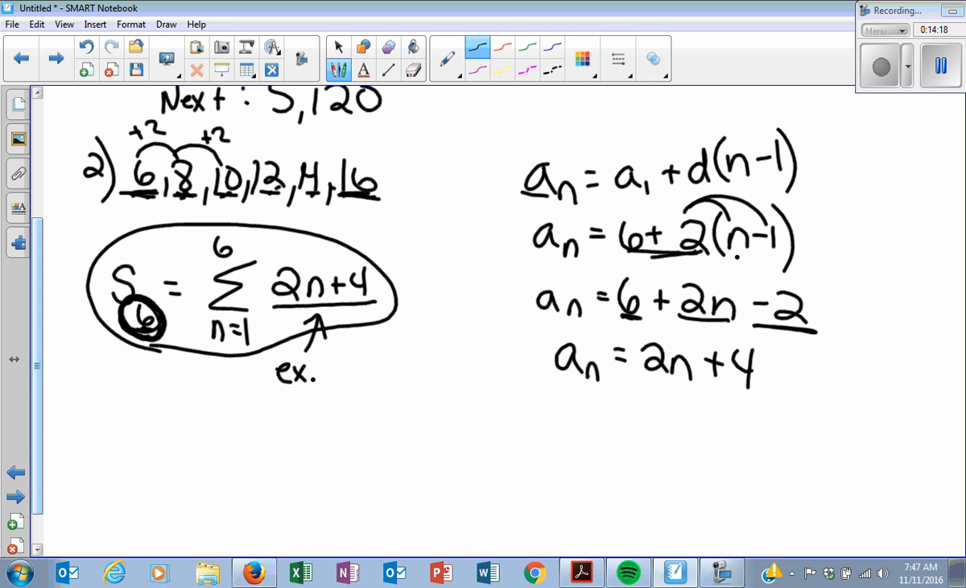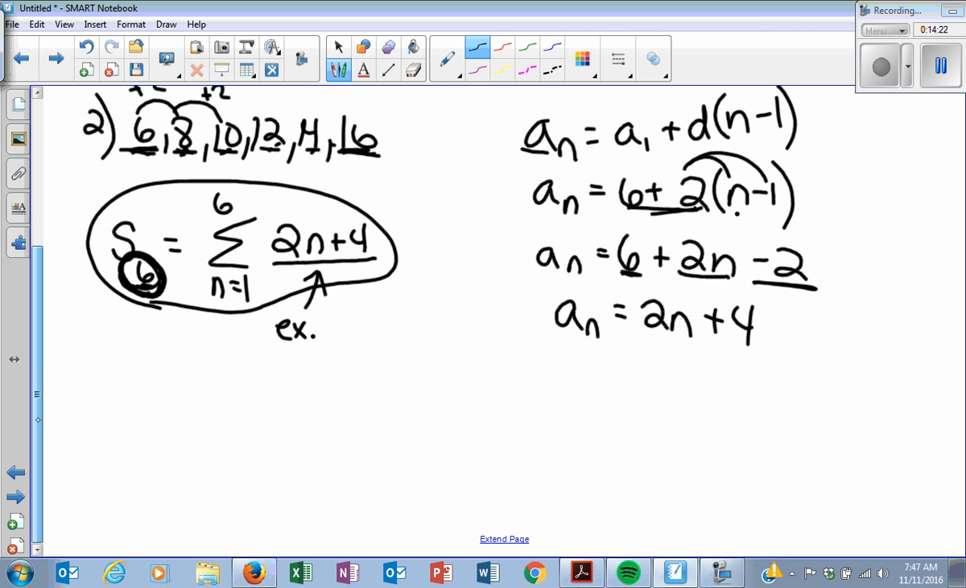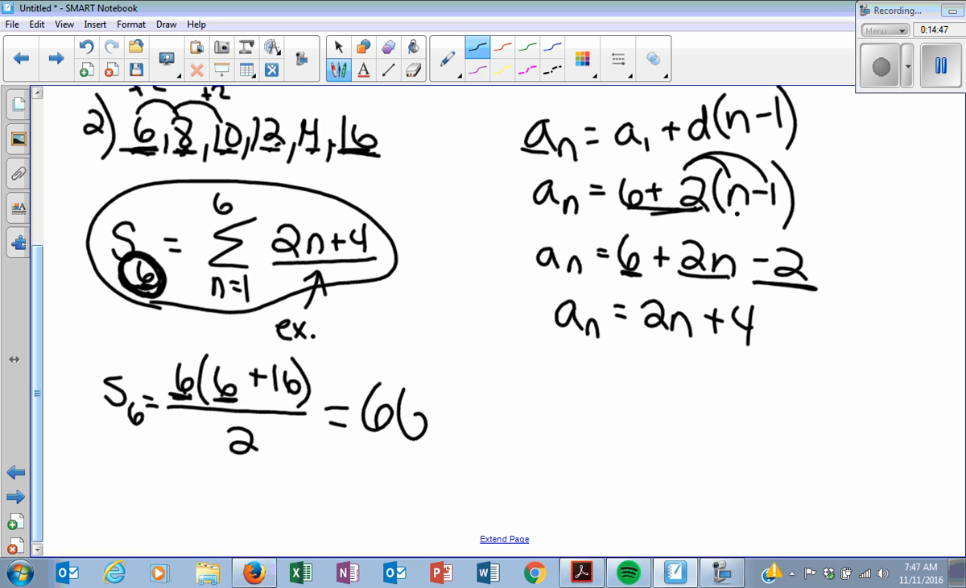What is the n? 6. So if I wanted to use Gauss's formula, it would go 6 times, and it just happens that this is n, this is the first term. Those aren't always the same, it just happens to be that, plus 16, divided by 2. That's one way you could do that. That's S6, and that equals 66. Are we good so far with that? Any questions?